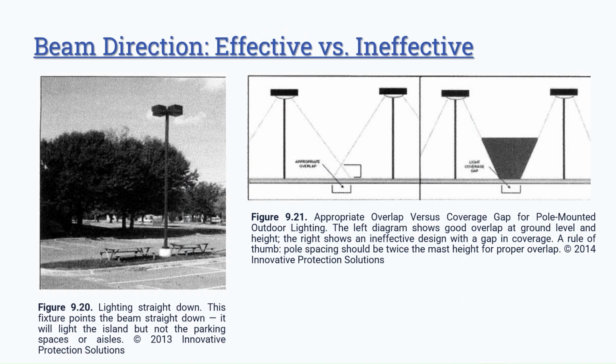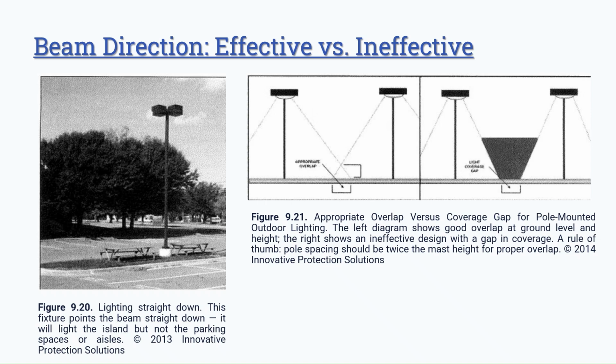The direction of lighting is just as important as its intensity. Properly directed lighting ensures uniform coverage and eliminates dark spots. Poorly directed lighting can create shadows, glare, or uneven illumination, reducing overall effectiveness.